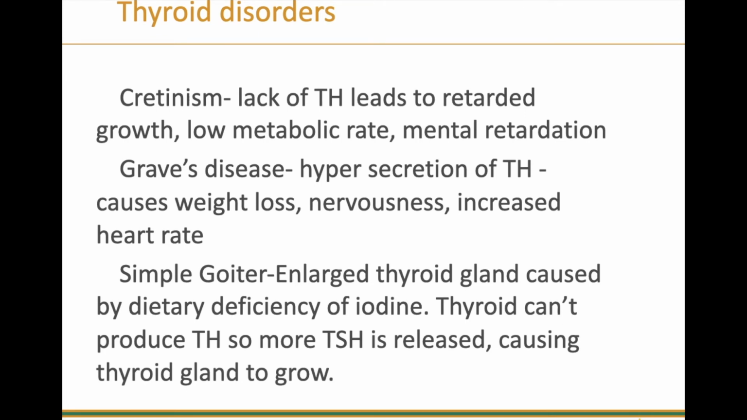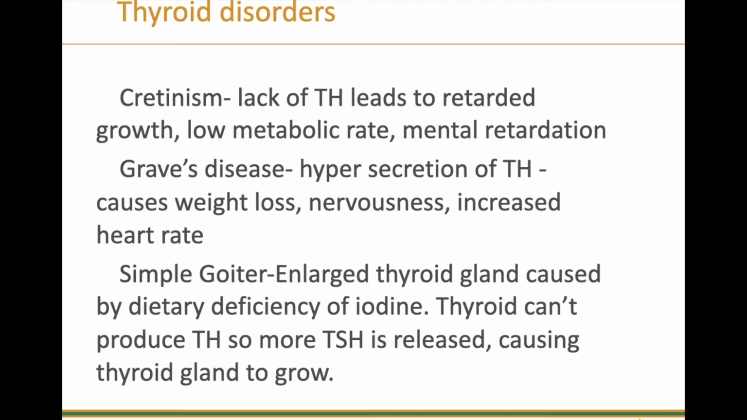Cretinism is a lack of thyroid hormone. It leads to retarded growth, low metabolic rate, and mental retardation, because your nerves actually need thyroid hormone to grow and develop properly. Graves' disease is hypersecretion of thyroid hormone, so too much thyroid hormone being released. This causes weight loss, nervousness, increased heart rate. This could be due to a tumor that causes oversecretion of thyroid hormone.